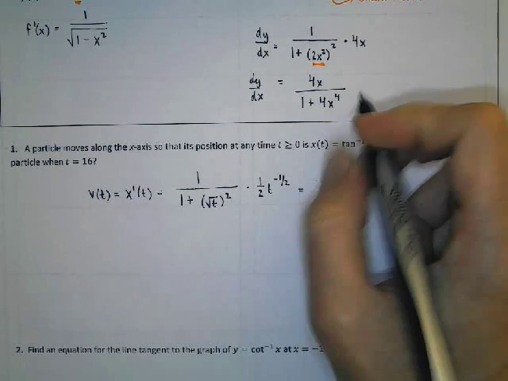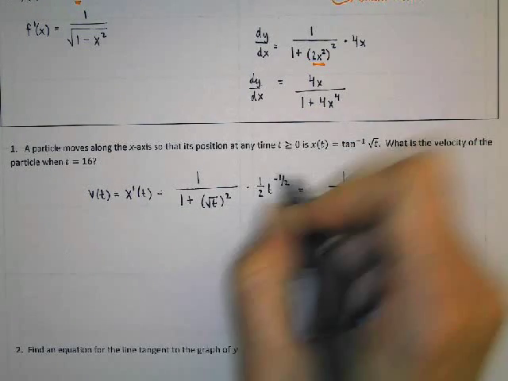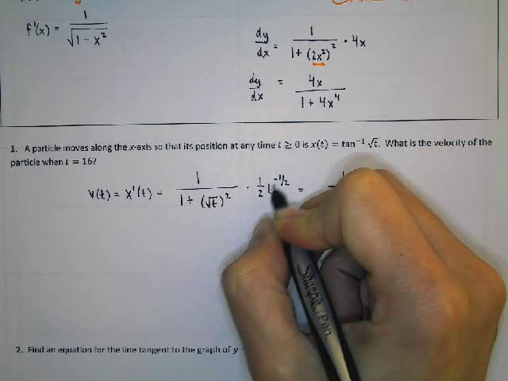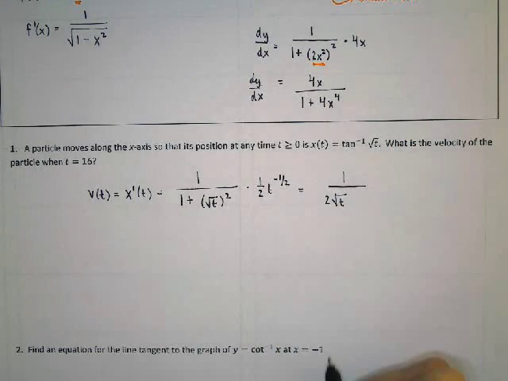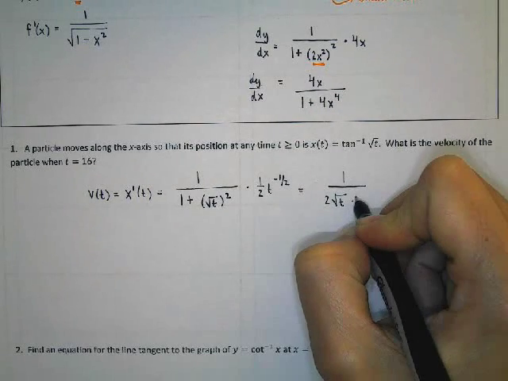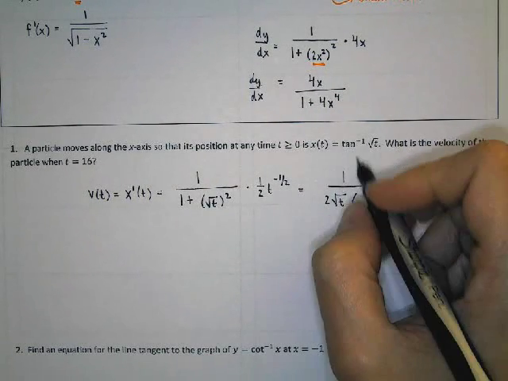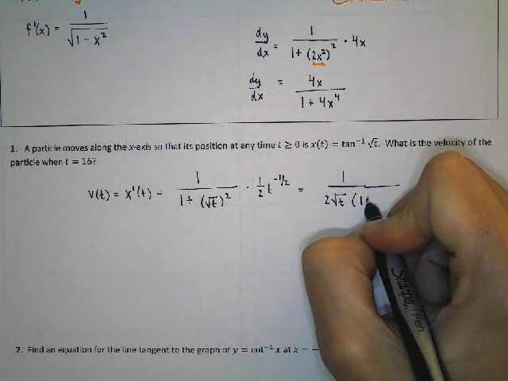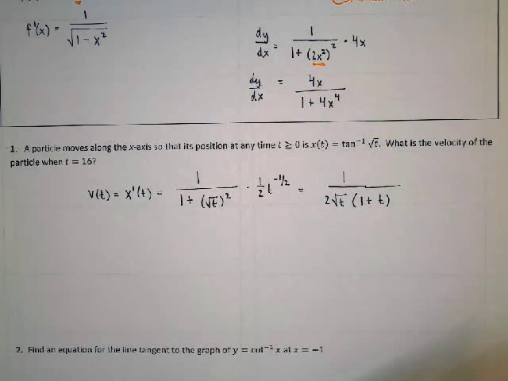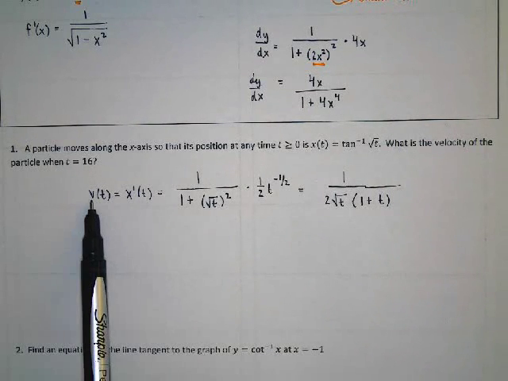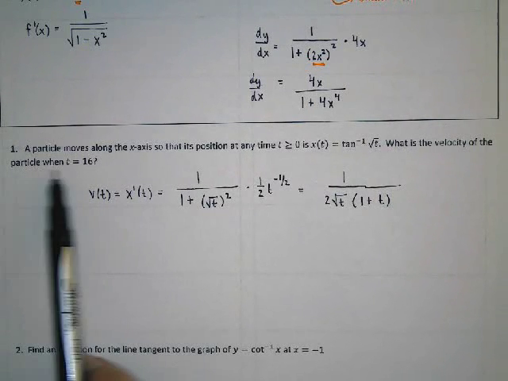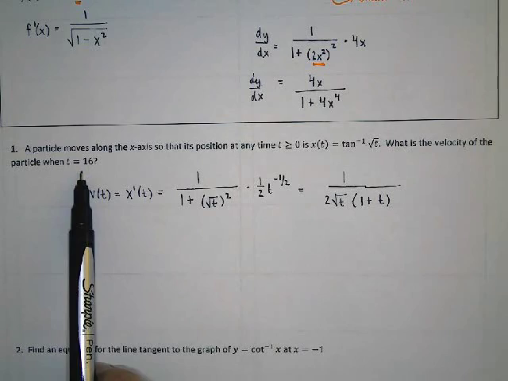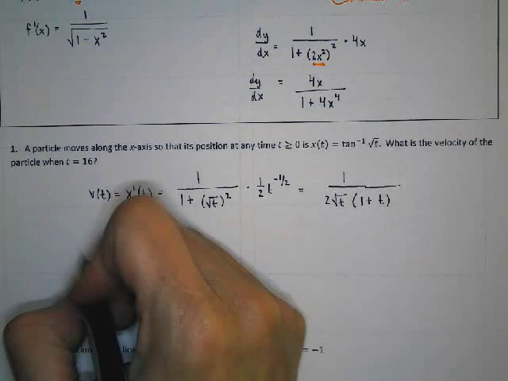And so if I simplify that, I'm going to have 1 over, my 2 is going to go down. I'm going to move this t to the negative 1/2 down, so I have just a square root of t. And then I'm going to simplify what's in my denominator and make that just 1 plus t. So that is my derivative. That gives me my velocity function at any time t. And now the question is asking me to find the velocity when t equals 16. So we're just going to substitute that for t.